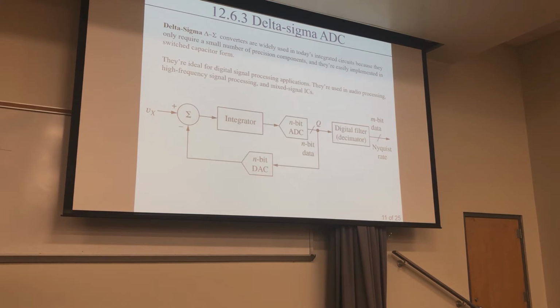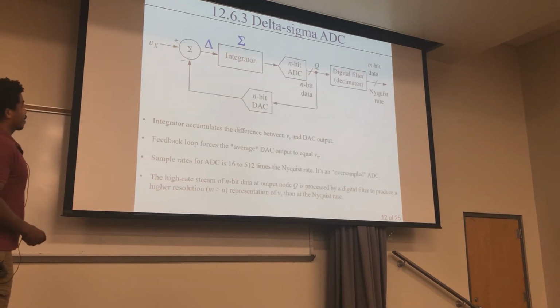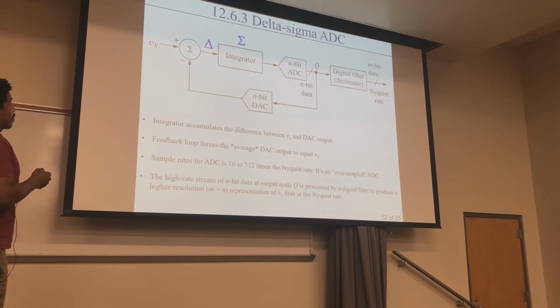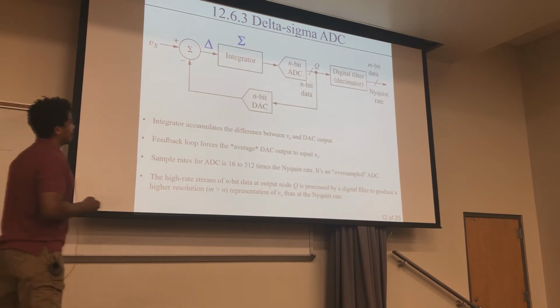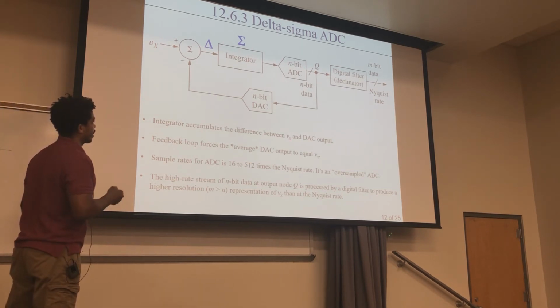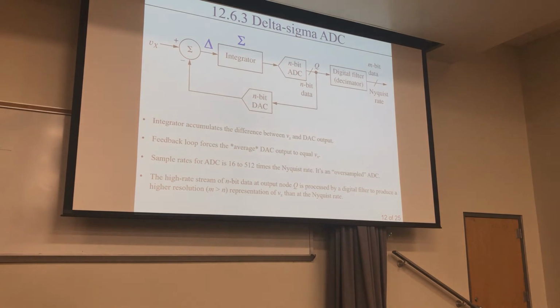And what I think is happening here, why they call it the delta sigma, I think that part right there is a delta, and you can just consider that as a sigma. So you have the difference right here between these 2 things. That's the delta, and you're adding them all up together. That's the sigma. I think that's why it's done that way. The book didn't really say. But the integrator right here accumulates the difference between the VX and the DAC output. The feedback loop forces the average of that DAC output to equal this. So this is what you're getting out right here.